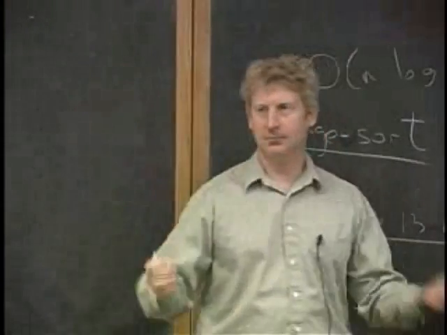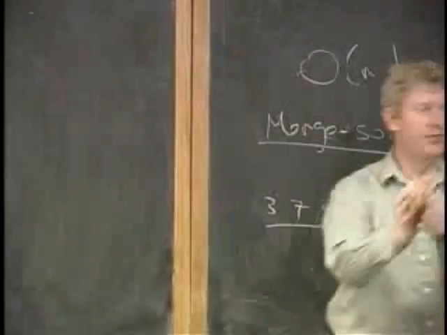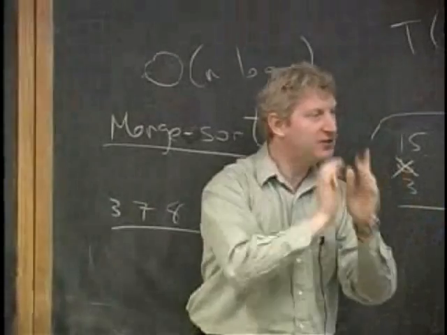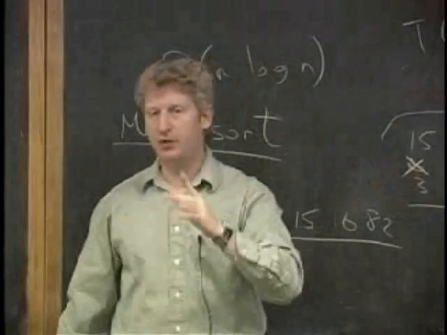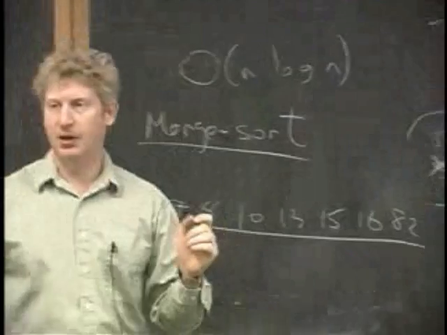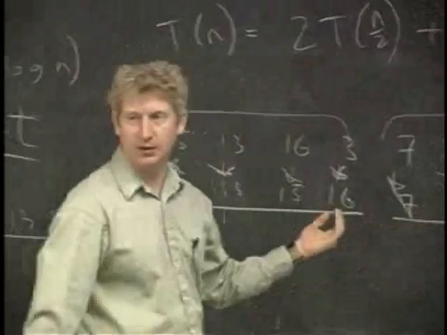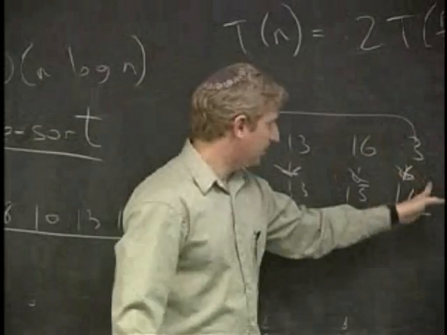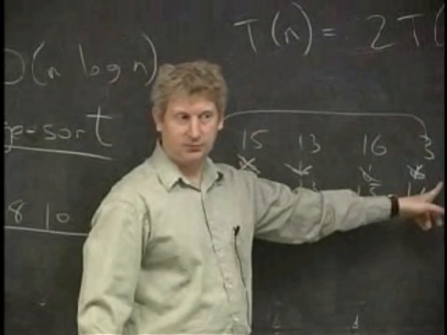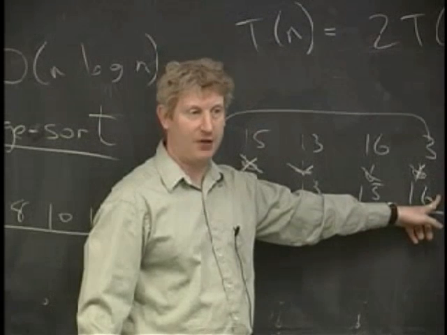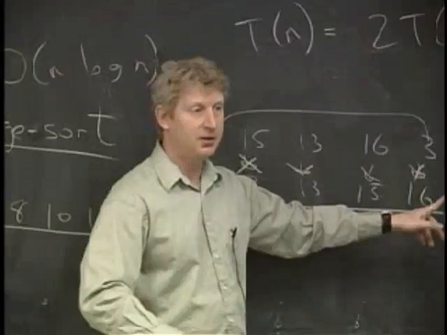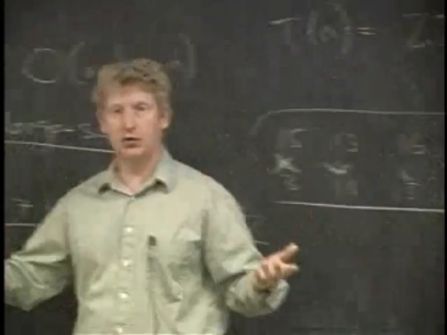How long does this merging step take? Every time you do a comparison, what happens? You get to advance down one of your indices. Every single time you do a comparison, you advance one of your indices. How many times can you advance one of these indices before the loop breaks? Well, half your list, right? Once you're done with half your list, the loop breaks. That takes at most n over 2 comparisons.